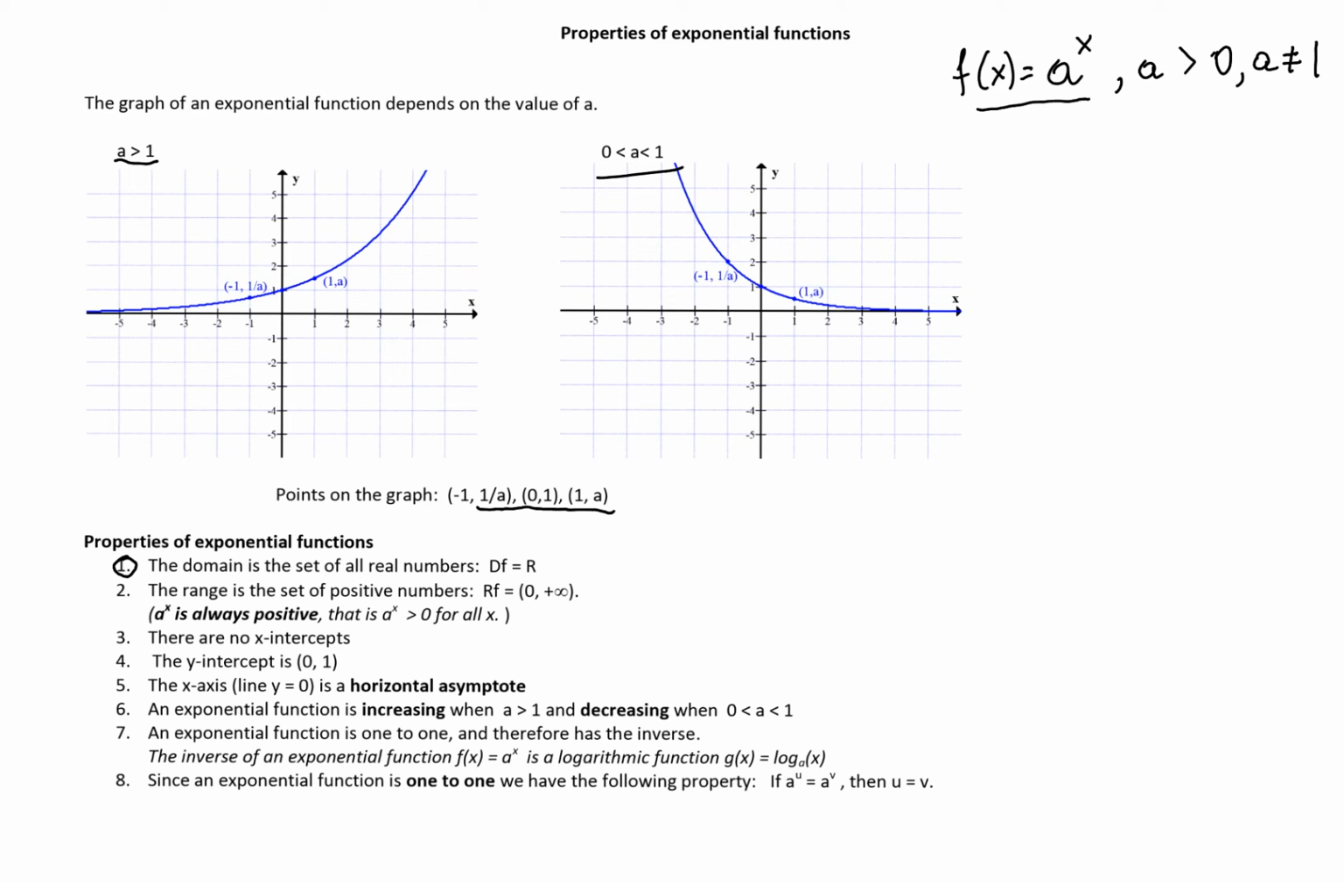Also, because the exponential function is one-to-one, we can say that if the values of the function are the same, so if a^u is the same as a^v, then u has to be equal to v. If the values of the exponential function at two inputs are the same, then those inputs have to be equal. This is the definition of a one-to-one function. In words, we can say that if two powers with the same positive base are equal, then their exponents must be equal. And we'll use this property when solving some exponential equations.